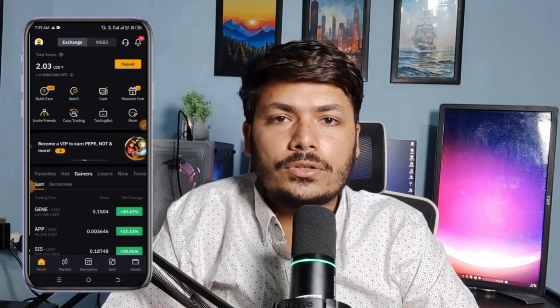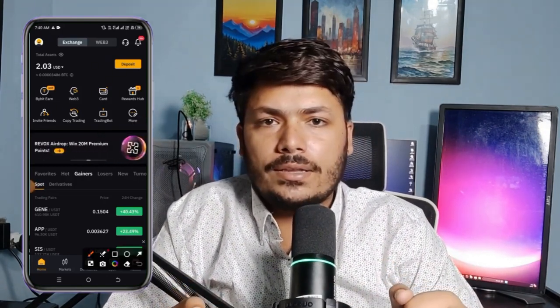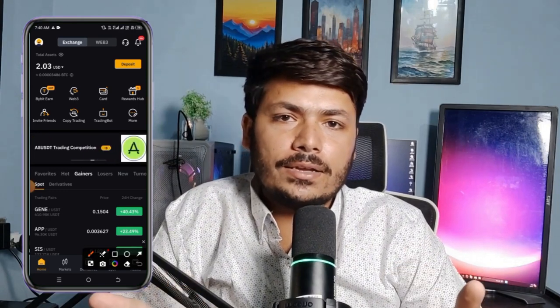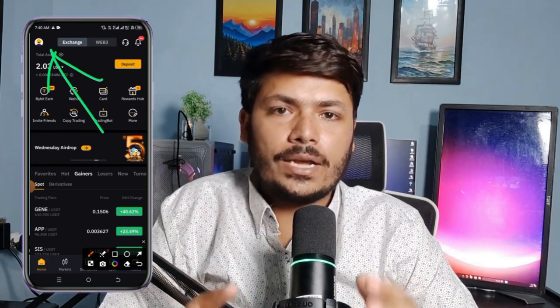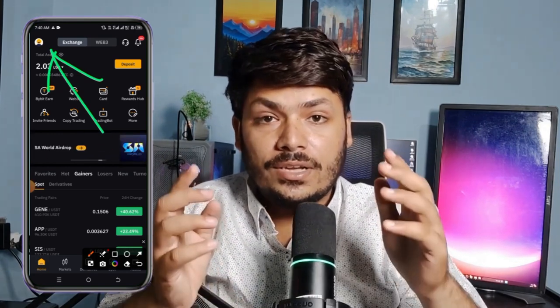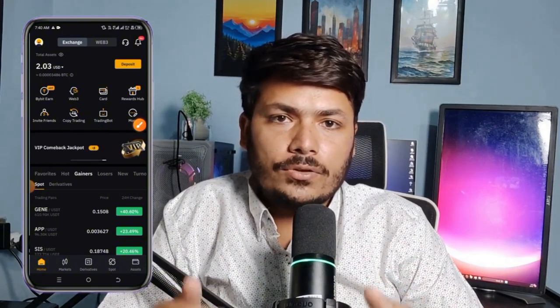So first, what you need to do is understand the difference between a main account and a sub account. The account you originally create on Bitget is your main account. A sub account is another account linked under your main one that you can use separately for trading or fund management, similar to how multiple wallets work in apps like Trust Wallet.